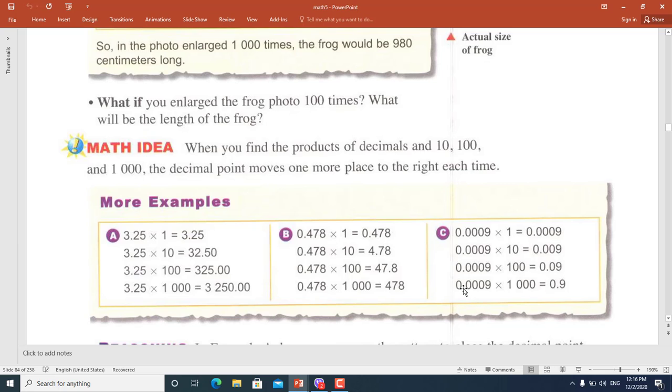And from there also we have 0.009 times 1000. From 1000 we have three zeros, so we move this point 1, 2, 3. It takes between 0 and 9, and there are zeros we don't write.